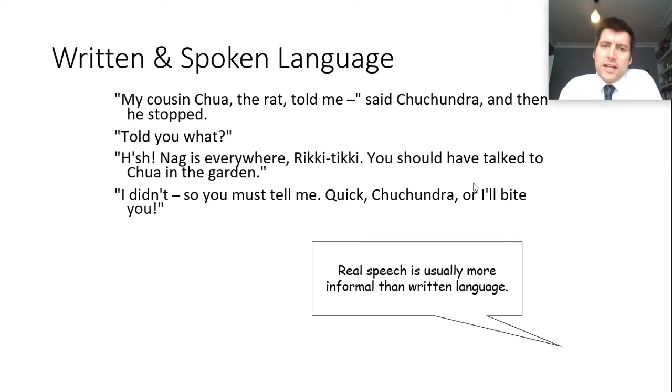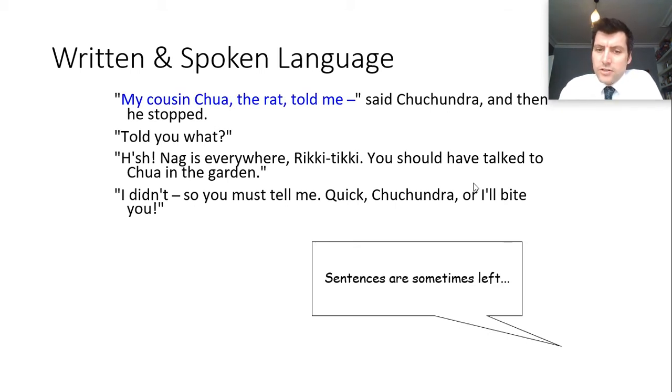"My cousin Chua the rat told me," said Chuchunda, and then he stopped. "Told you what?" "Shh, Nag is everywhere, Rikki-Tikki." "You should have talked to Chua in the garden." "I didn't, so you must tell me." "Quick, Chuchunda, or I'll bite you." So it's normally this informal language, okay?